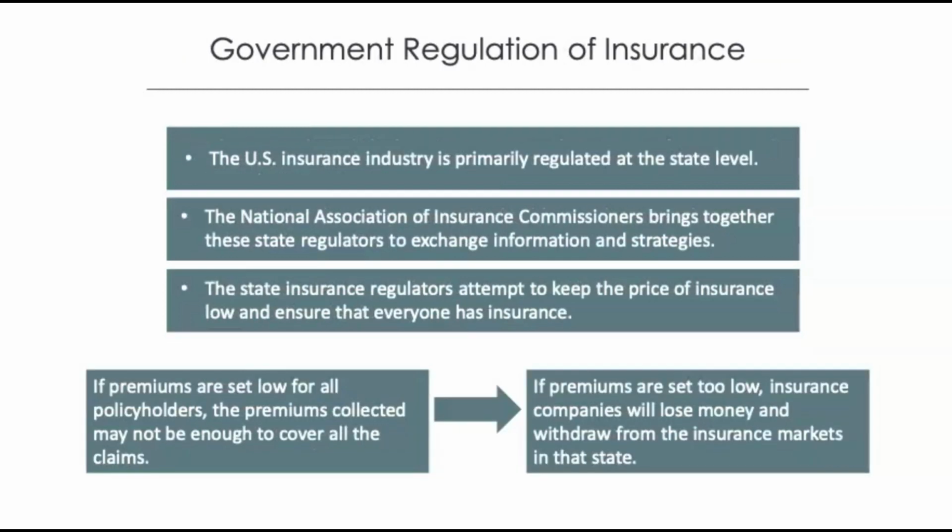Government regulation of insurance. The U.S. insurance industry is primarily regulated at a state level. So that means the federal level can assign a law or create a law, but it can be changed or altered at a state level, and the law can be slightly different. The National Association of Insurance Commissioners brings together the state regulators to exchange information and strategies. The state insurance regulators attempt to keep the price of insurance low and ensure that everyone has insurance.